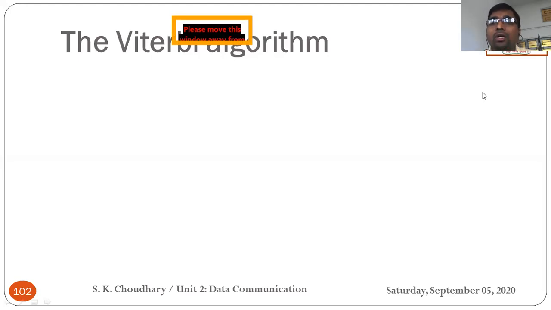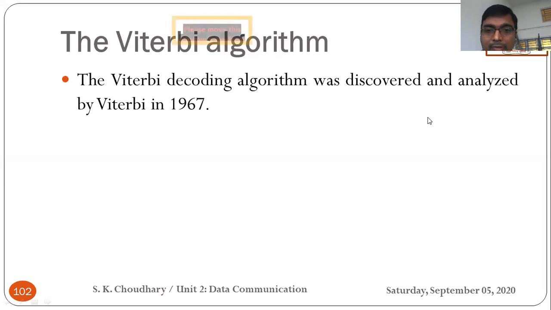So the maximum likelihood decoding methods are preferred in the industry and in the literature as compared to sequential decoding. So we have to learn here a maximum likelihood decoding method, that is the Viterbi. We have to see a little bit of the concept regarding the Viterbi algorithm. The Viterbi decoding algorithm was discovered and analyzed by the researcher named Viterbi in 1967.